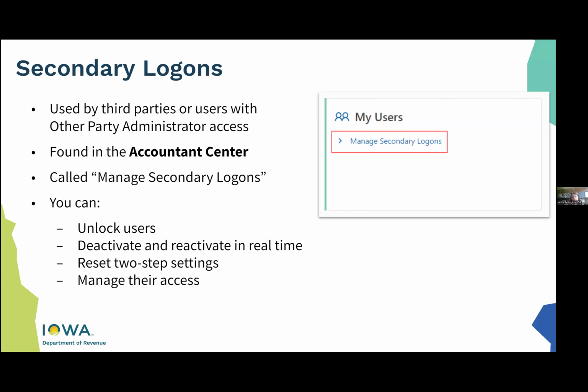You have the ability to unlock the secondary users on your own without contacting us. You have the ability to deactivate and reactivate their GovConnect Iowa accounts in real time. So say that you hire someone seasonally, you would be able to deactivate their accounts once they're no longer working for you. And then if you rehire them, you can reactivate their GovConnect Iowa profile. You also have the ability to reset their two-step settings if they say that they're not receiving their codes. And then you can also manage their access levels and the accounts that they have access to.